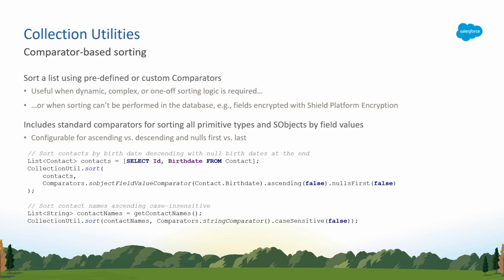And you can see down here a primitive-oriented version of this. We're going to sort contact names by their strings. But whereas I could just do list.sort, I want to do a case-insensitive sort, and I couldn't do that otherwise. So it allows us to just go out and do a case-insensitive sort.